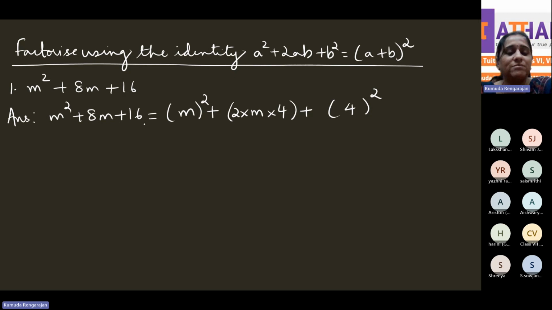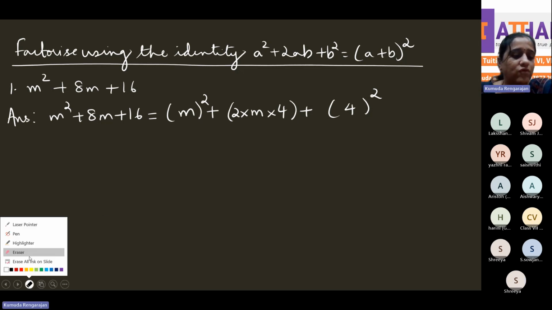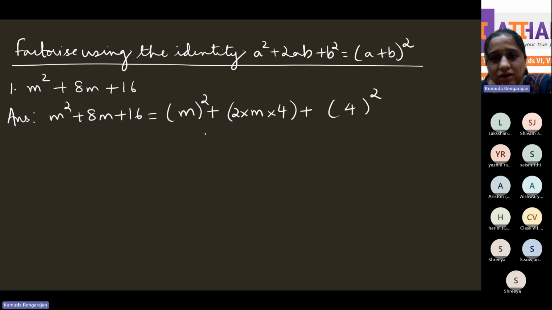m square plus 8m plus 16 can be written as m the whole square, a the whole square, plus 4 square, that is b square, plus 4 the whole square. a square, m square; b square, 4 square; 2ab, 2 into m into 4. This one is the first term, this one is the second term, this is the third term. Perfectly matching. So since you're able to express it in the form a square plus 2ab plus b square, the answer is a plus b the whole square.